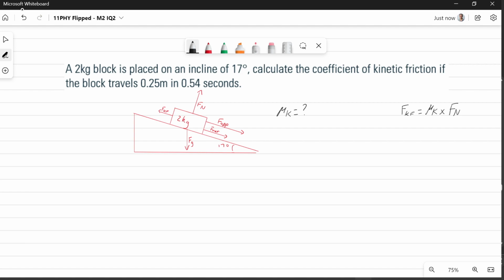In other words, if we know the force of kinetic friction and the normal force in this scenario, we can rearrange the equation to calculate for mu k. So what we need to do is develop a little bit of a strategy to be able to calculate that kinetic friction. And the simplest way is to reflect on its relationship to the applied force and the net force. So there is a relationship between all of those things.